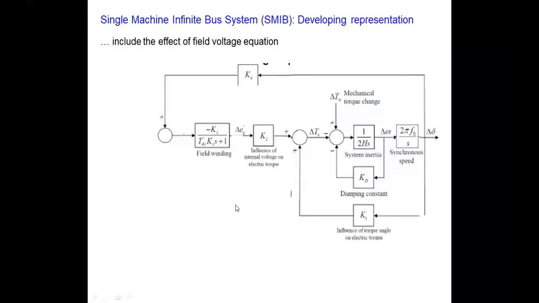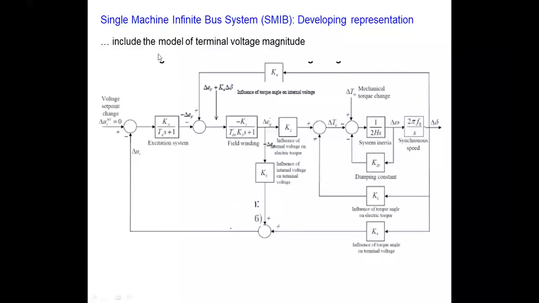This is one. Then we move to another one. So we want to model the terminal voltage. So we have now the excitation system, and here we have the delta EF, that is the field voltage term here, and this is your reference voltage set point here. Normally the voltage reference set point change, delta V reference, is kept 0 because the reference voltage is the desired value. So we do not change it actually.